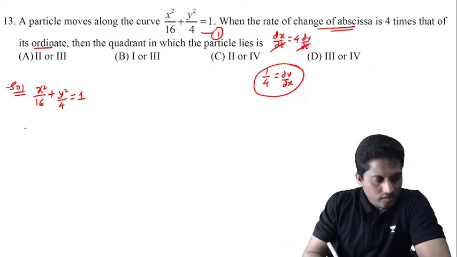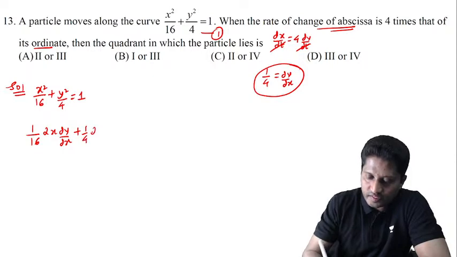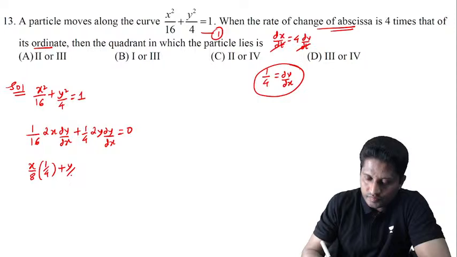If I differentiate this, you get 1 by 16 into 2x into dy by dx plus 1 upon 4, differentiation of y square is 2y dy by dx, is equal to 0. You get this as x by 8 into dy by dx. Dy by dx is 1 by 4 plus y by 2. Differentiation of x is 1 only, right?